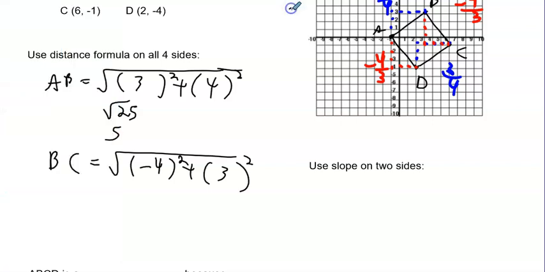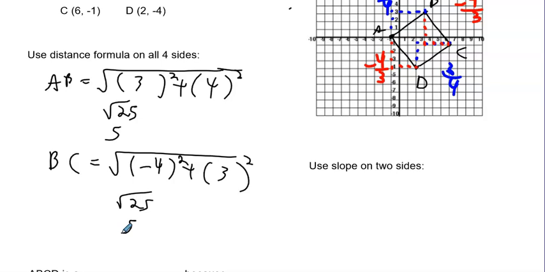When you square a number, it's always going to end up being positive. So when you write this, you don't have to put the negative with it. You can just do the absolute value. You can just do 4. Okay? Either way, you're going to get 16 plus 9, 25, and 5. Now, since you did 2 of the sides and the opposite sides are parallel, you know all the sides are 5. So you know this is at least a rhombus.